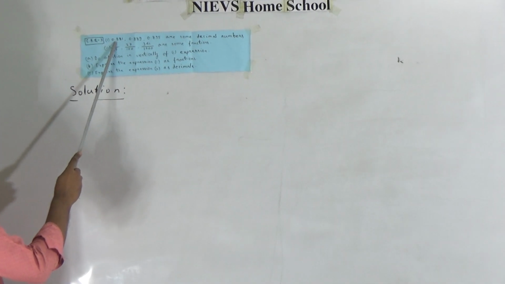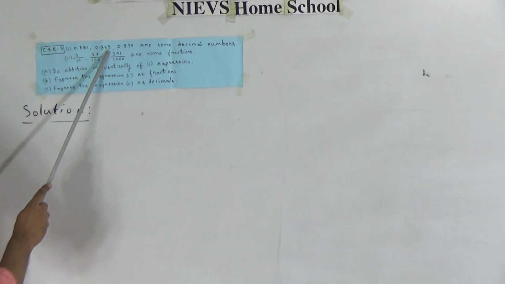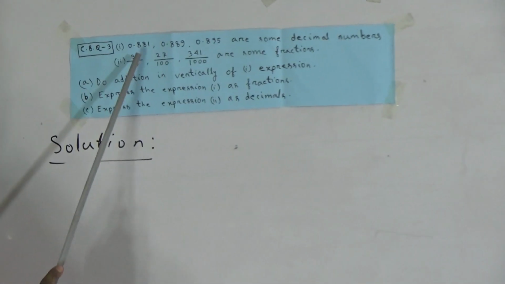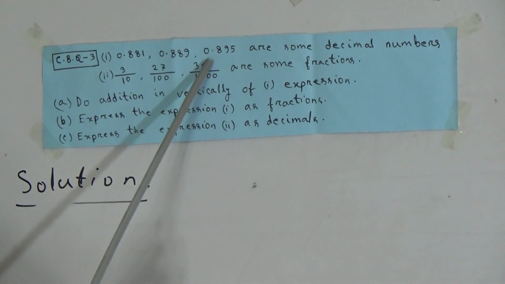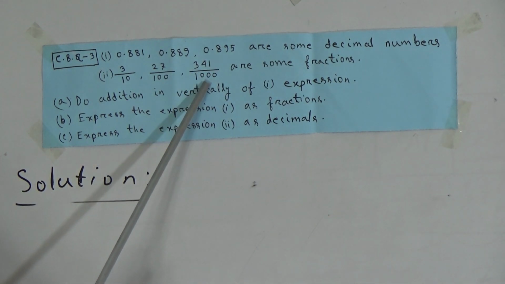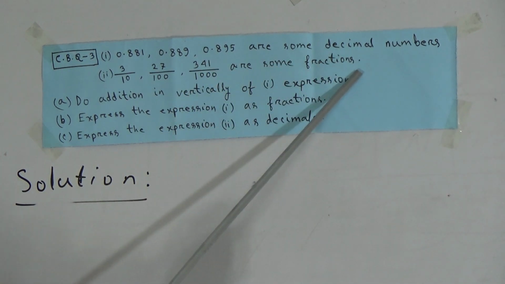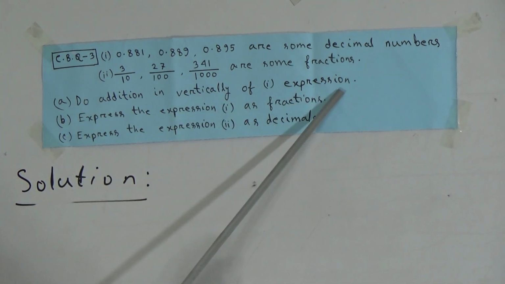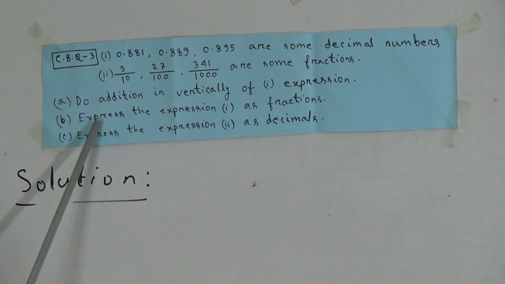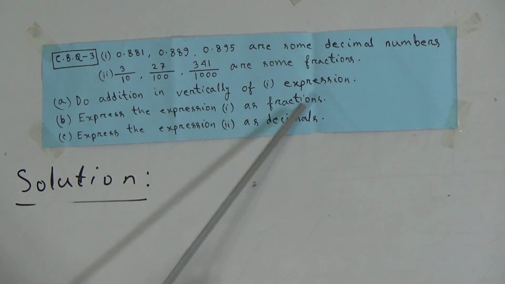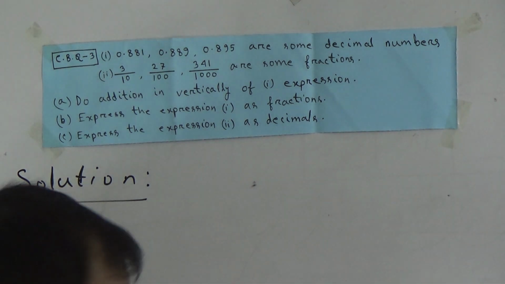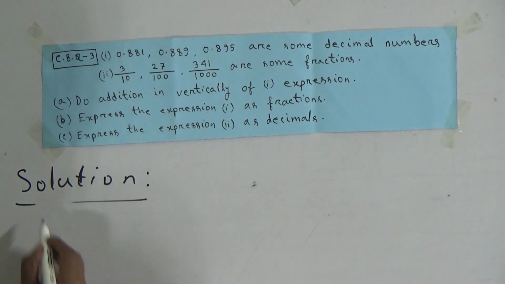Here the question is: 0.881, 0.889, 0.895 are some decimal numbers, and 3 by 10, 27 by 100, 341 by 1000 are some fractions. A number question, do addition vertically of one expression. B number question, express the expression 1 as fractions, and C number question, express the expression 2 as decimal. At first we will solve A number question.